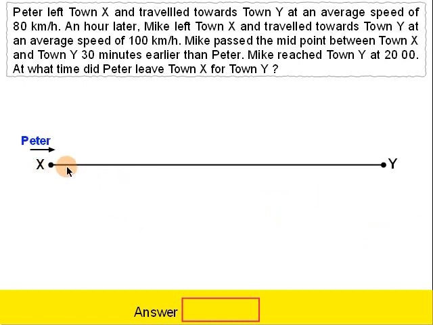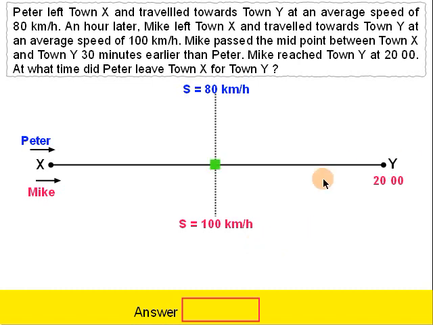Town X, town Y. Peter left town X for town Y at a speed of 80 km per hour. One hour later, Mike left at a speed of 100 km per hour. Right? So, the question says Mike passed the midpoint 30 minutes earlier than Peter and reached town Y at 2000. Okay, so this is the midpoint.